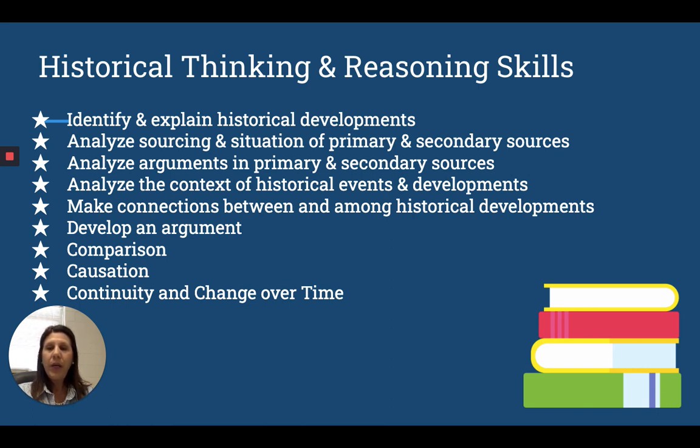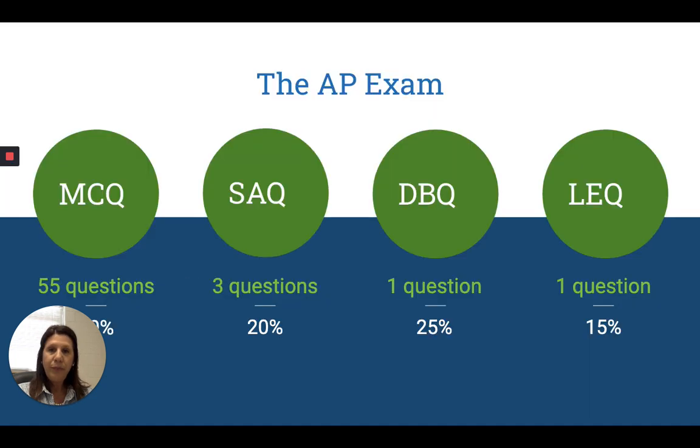And then the last three are just basic historical reasoning skills, being able to compare and contrast, looking to identify causes and effects, and then looking for continuities and changes over time within history. What things have stayed the same, what things have changed over time. So this is what the AP exam is designed to test them, not only on the content, but also on how they're using these skills.